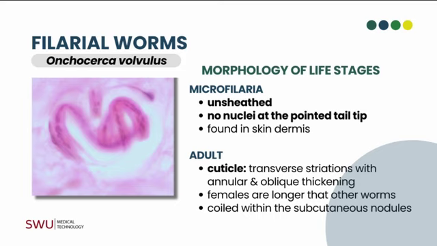For the adult worms, it has characteristic transverse striations with annular and oblique thickening around its cuticle. The cuticle is the covering of the body of a nematode, which is common to all nematodes.